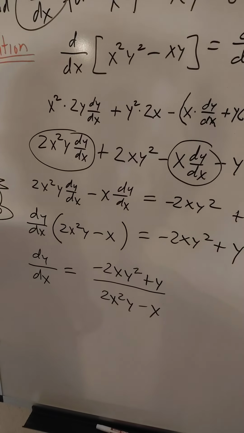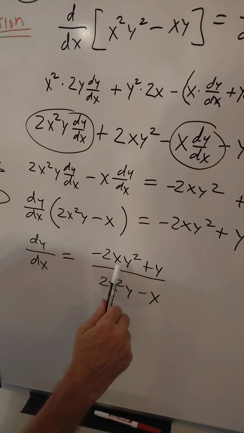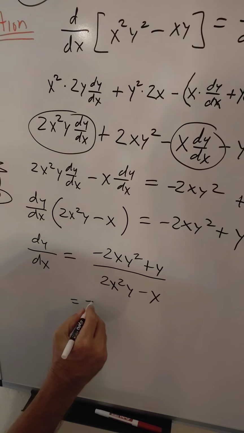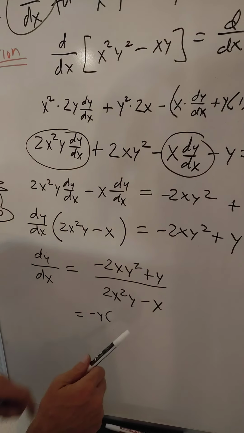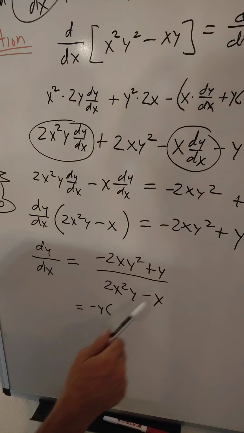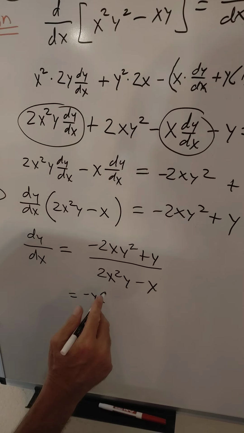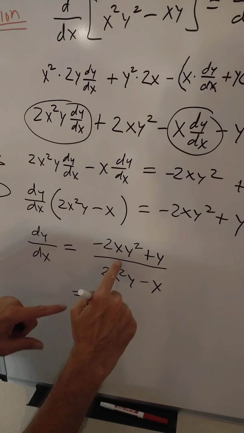It looks like that's the final answer, but hold the phone. Notice I can pull out a y from that numerator. I'm going to pull out this negative in front too. So I'm going to pull out a negative y from the numerator. And the reason why I'm doing this is we're going to get a cancellation here. So had you left this as your final answer, at most I would take off 1 point. This is 99% good.